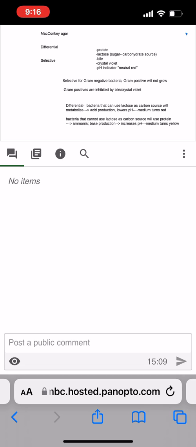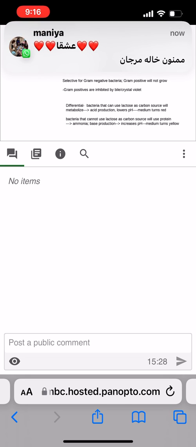So any questions about the difference between differential and selective, and what MacConkey agar is used for? If you were taking the 273 lab right now, this is one of the ways you would be looking. I believe it used to be this way. I'm not sure what they do anymore, but MacConkey is a very straightforward way of differentiating gram-negative enterobacteria from gram-positive and other enterobacteria.